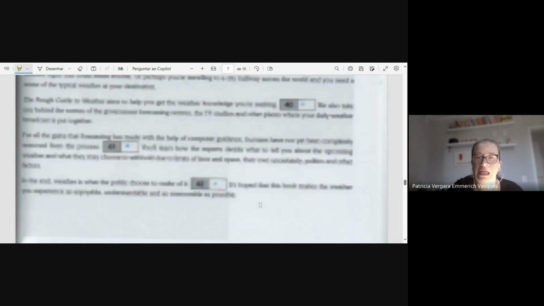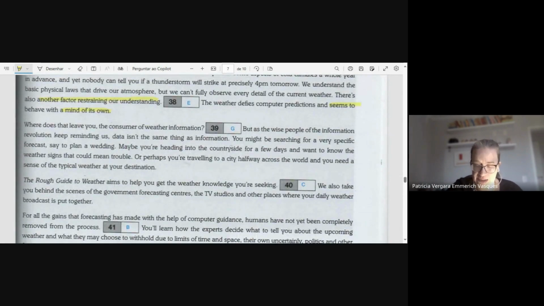Okay. Number 39, G, they say, the consumer of weather information. Where does that leave you? The consumer of weather information.